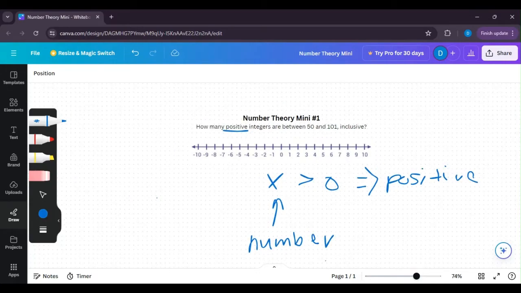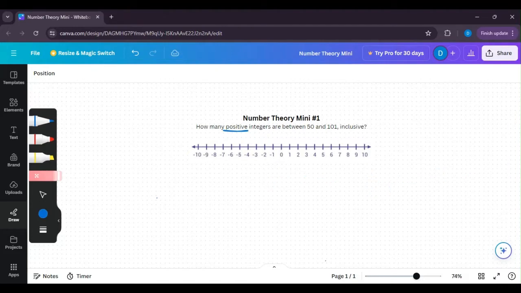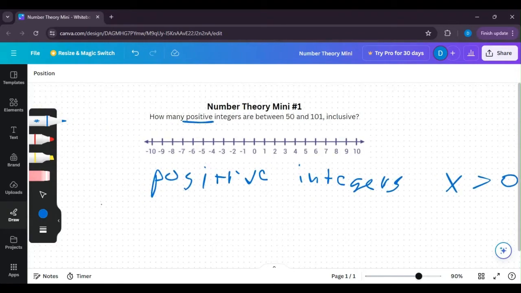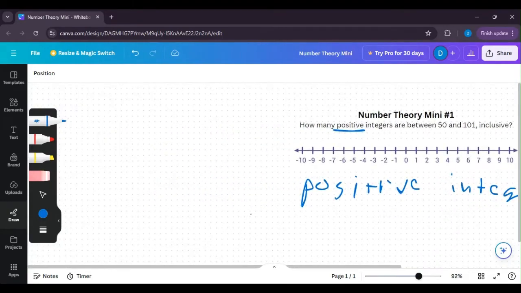In this case, we're talking about positive integers. So first we have to define integers. There are 3 categories of integers. First, positive integers. They're integers greater than 0. And integers in general are just whole numbers. So -10 is an integer, 1 is an integer, 0 is an integer, 5 is an integer. You just can't have a fraction or a decimal.